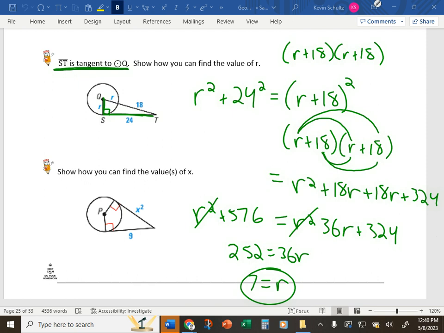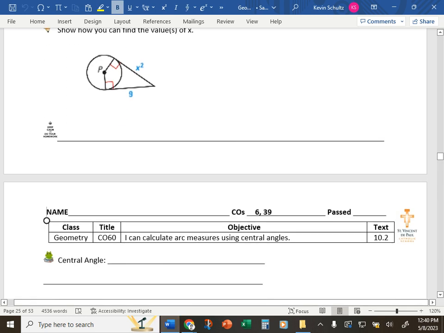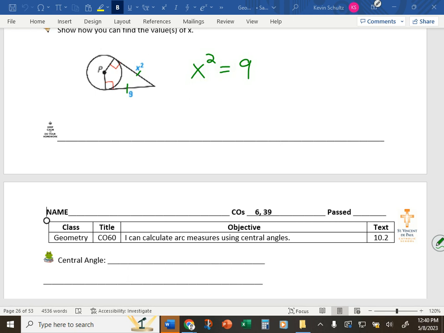The last one deals with theorem 10.2, which says that two tangents with a common external point are congruent. How do we know these are tangent lines? Because we only use theorem 10.2 if we know they're tangent. The radii are perpendicular to the tangent, because of the right angles there. Which means that x squared is congruent to 9. So we know that x squared is equal to 9. X is 3. Plus or minus 3.